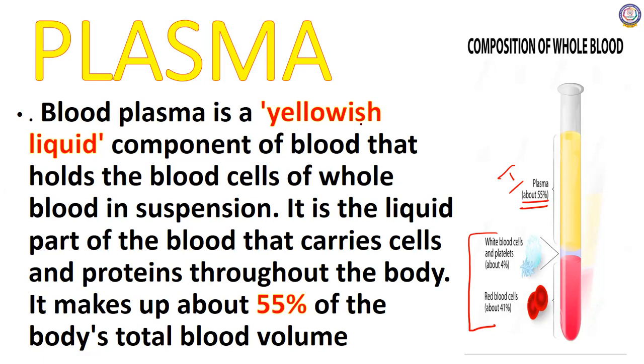Blood plasma color: yellowish liquid in color. In some textbooks, it will be straw colored or colorless. It is pale yellow in color, a yellowish liquid that holds the blood cells of whole blood in suspension. It is the liquid part of the blood. It's a 1-mark question, which is the liquid part of the blood. The plasma carries cells and proteins throughout the body. Its composition is 55%.